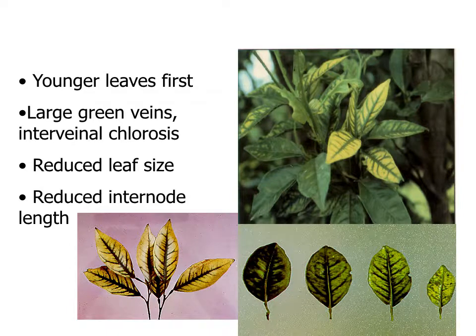Zinc, again, it's a micronutrient, but always important. It also has interveinal chlorosis. With zinc, usually the veins are a little more prominently green and wider in the green, rather than very narrow like we saw with azaleas. But again, micronutrient deficiencies are hard to tell one from the other. But again, notice the newest growth is affected with the micronutrient deficiencies because they're immobile nutrients.